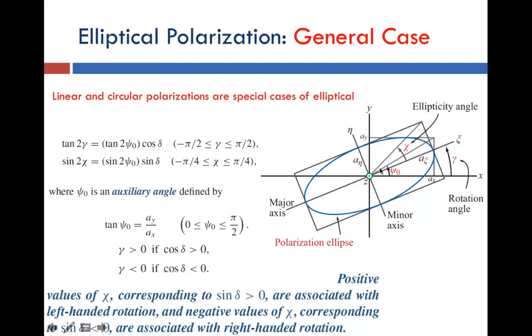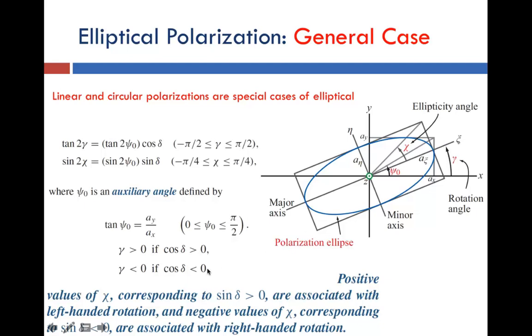of inclination psi, which is referred to as psi sub naught. So psi naught is the auxiliary angle. It's what's referred to in elliptical polarization. It has to lie between 0 and pi over 2. And if the cosine of delta is greater than 0, then gamma, which is the angle that the axis of the ellipse makes with the x-axis, is greater than 0.